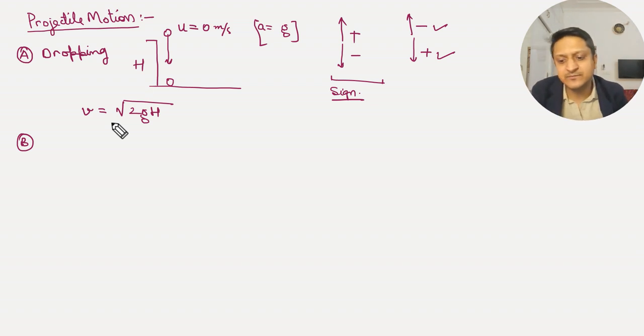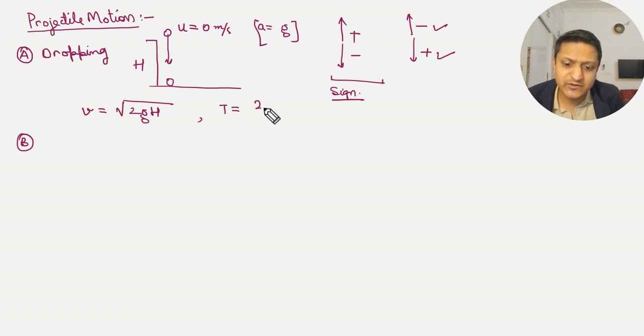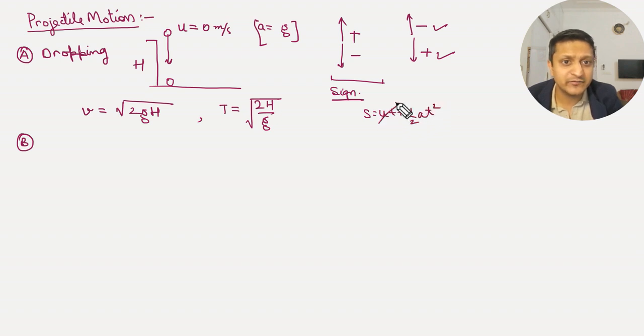Now the next part is the time, and you can calculate it using the SUVAT equations. This is just a crash course, so I will just give you the formulas. You just use the second SUVAT equation: s equals ut plus half at square. Since initial velocity u is zero, that term goes out, a becomes g, and rearranging, the time comes out. I have given you everything now.